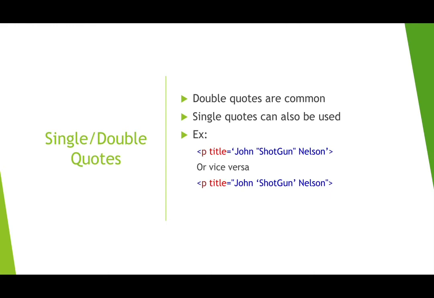While coming to quotes, you can have confusion whether we have to use single or double quotes. Actually, double quotes around attribute values are the most common in HTML, but single quotes can also be used. In some situations, when the attribute value itself contains double quotes, it is necessary to use single quotes. You can see the example here. The attribute value itself contains double quotes here, so we are using single quotes for the attribute value, or vice versa.